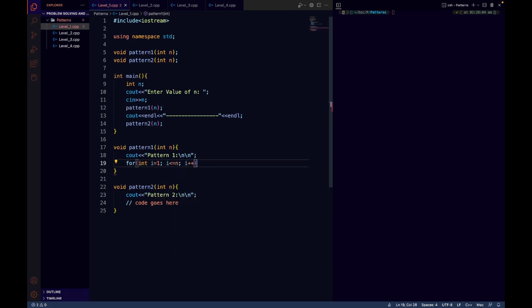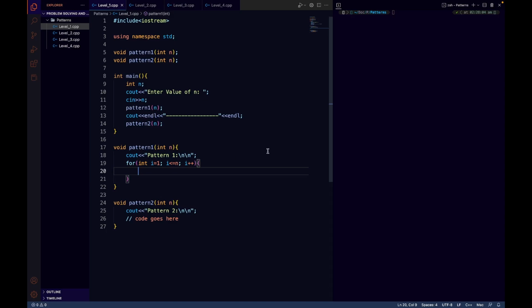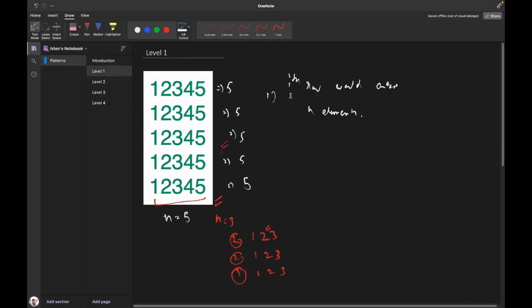Okay, so what this for loop does is give me the ith row. First I'll be getting the first row, then the second row, then the third row, and so on, until the nth row. And as discussed earlier, we found out that the ith row would have n elements, right? And those n elements are a consecutive sequence, starting from 1 until n, right?